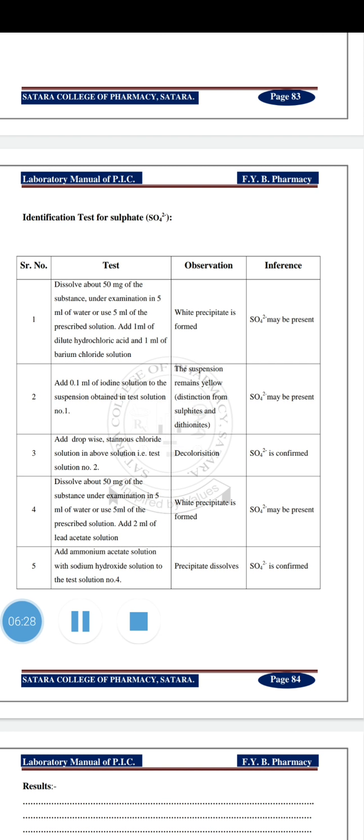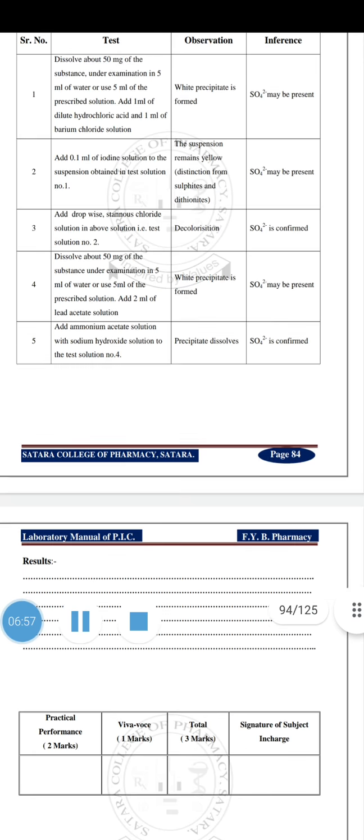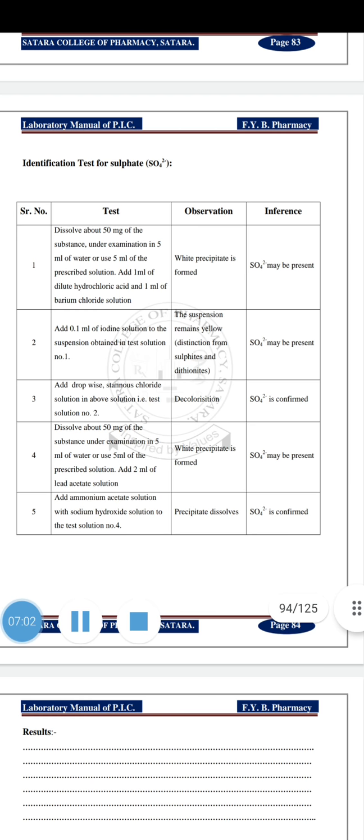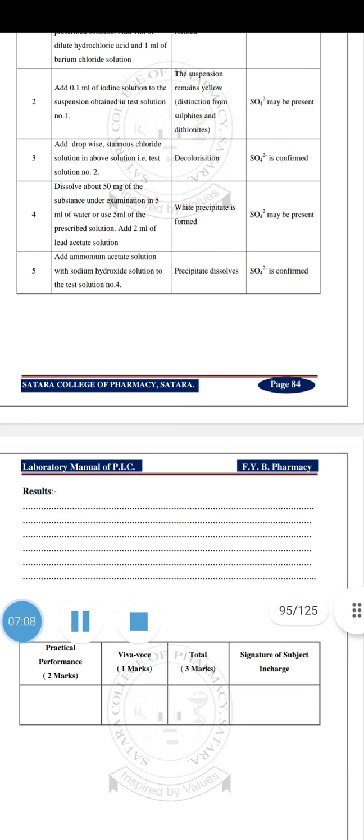Then dissolve about 50 mg of the substance under examination in 5 ml of water or use 5 ml of the prescribed solution. Then add 2 ml of lead acetate solution. A white precipitate is formed and sulfate may be present. Then add ammonium acetate solution with sodium hydroxide solution to test number 4. Then the precipitate dissolves and sulfate is confirmed. These are all the identification tests for sulfate and ferrous; the observation and inference are put into the result.